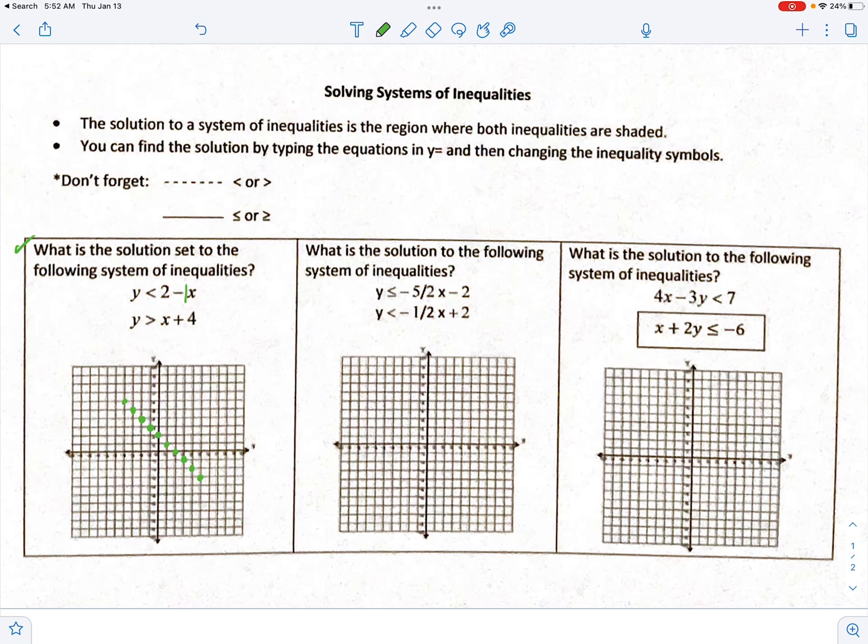I'll put a few more points to make sure I'm on the right track here. All right, so dashed line here. All right, there's my dashed line. And since this is less than, we're just going to shade below. Do some shading below.